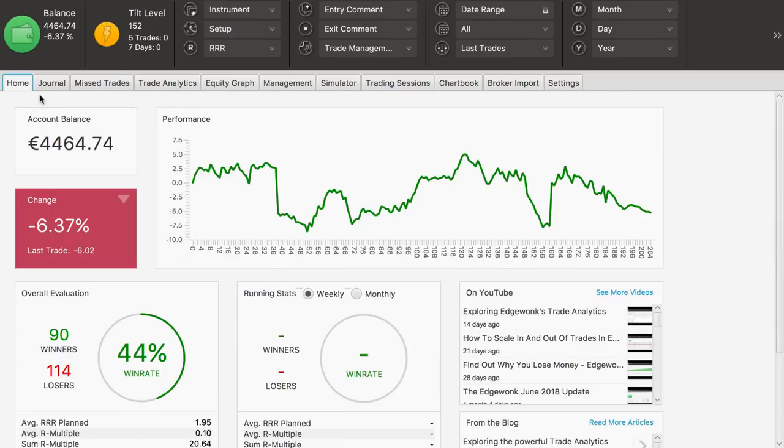So I think this is a very, very nice review because it shows exactly how to use Edgewonk in the beginnings, how to focus on the core principles, the core features of Edgewonk, and then use that in your own trading to make the next step.